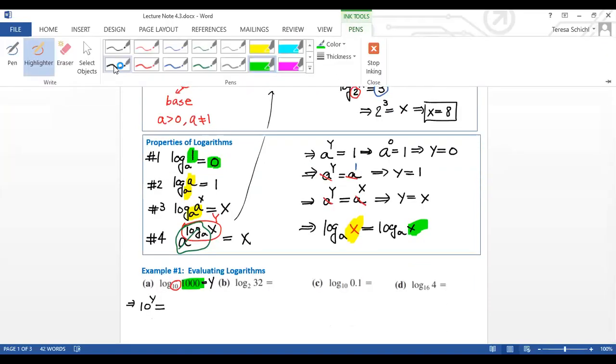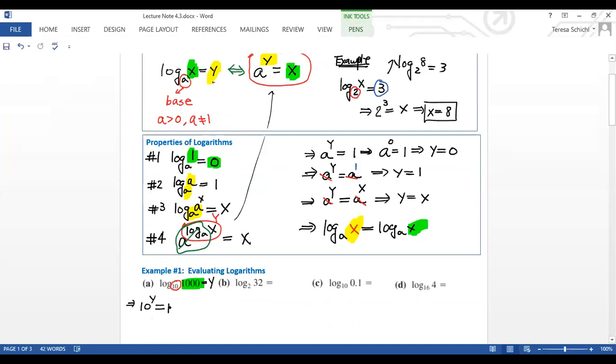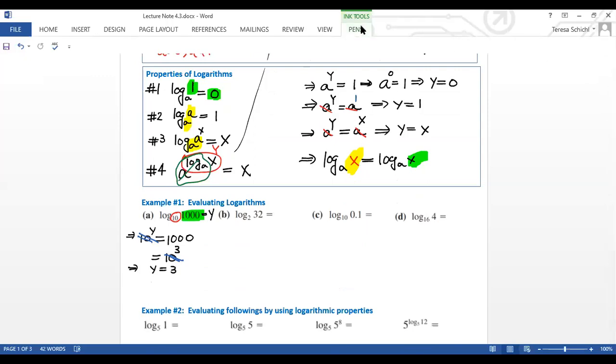Okay, now let's try to do that. It will be equal to 1,000. And I know 1,000 is 10 to the what power? Third power here. Now they both have the same base, so you can remove that and then you will find the answer. What is the answer here? y equal to 3. So that's why the answer here is 3.